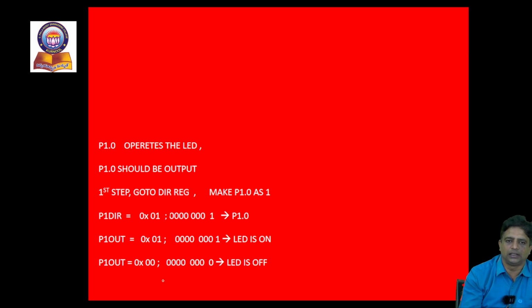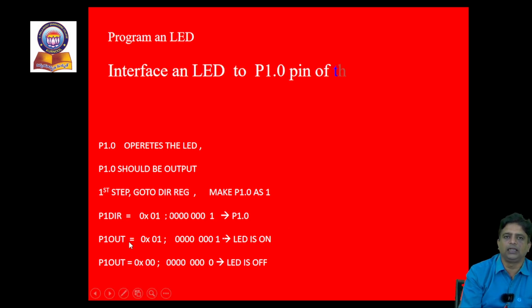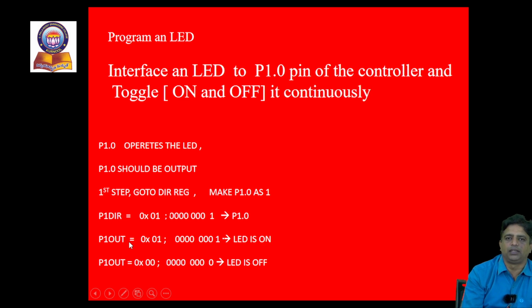The condition is like this. If I release 0, the LED is treated to be off. If I release 1, the LED is treated to be on. So let us practice a simple application: interface an LED to P1.0 of the microcontroller and perform blinking, in the sense toggling, of that LED.